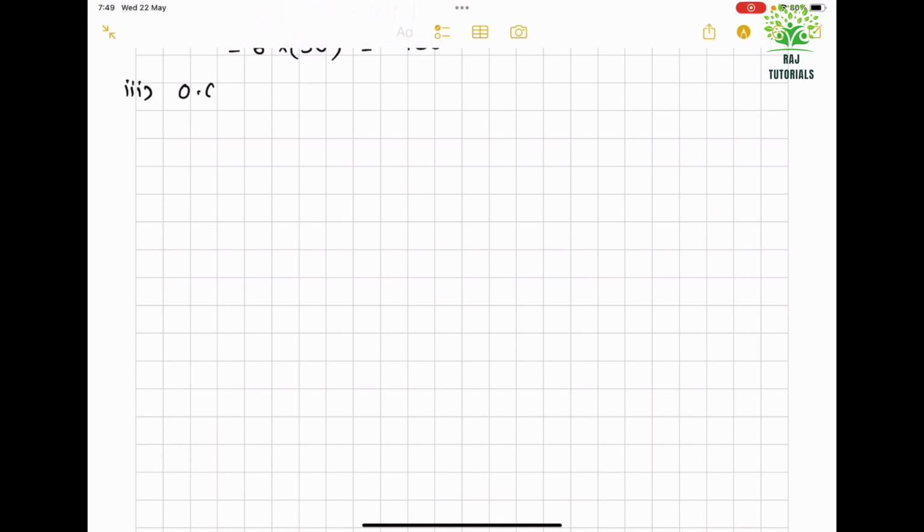Third one, 0.6, 1.7, 2.8, to 100 terms. So A equal to 0.6, D will be 1.7 minus 0.6. So that will be 1.1.